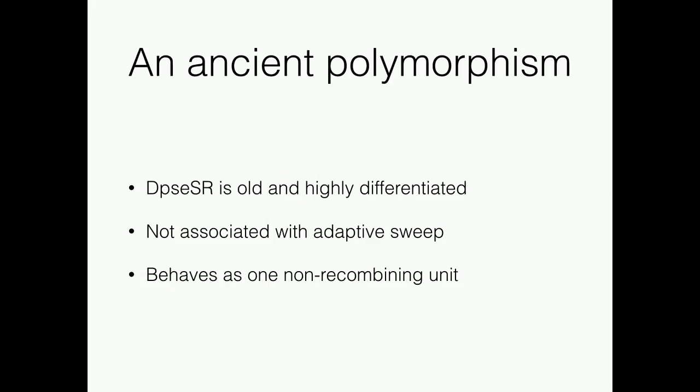So we can say that pseudoobscura SR is old and highly differentiated. It's probably not associated with the same type of adaptive sweep you'd see in a younger chromosome. And we think that this is probably because all of these inversions behave as one non-recombining unit, although that is still to be tested.